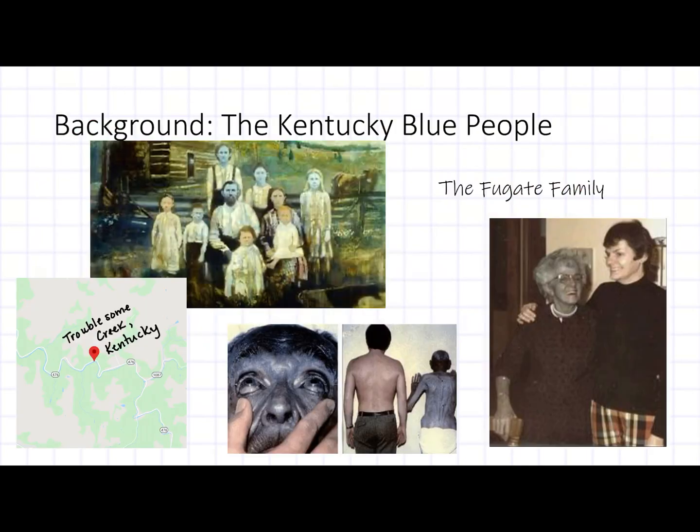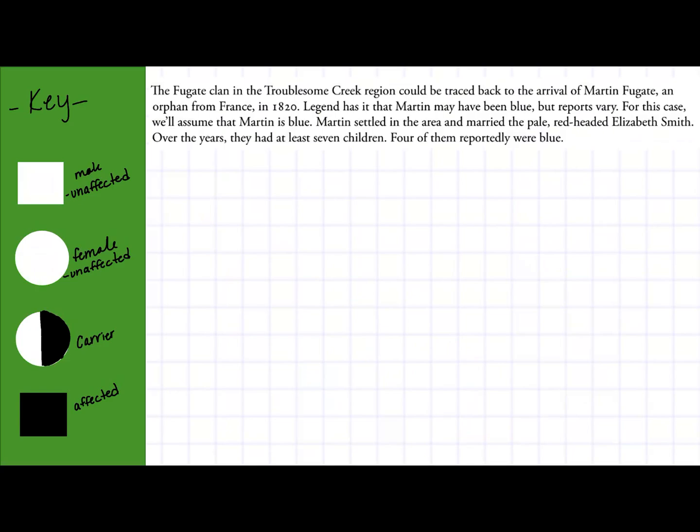Okay, so let's look at this in context. There's a well-studied family called the Fugate family in Troublesome Creek, Kentucky, which was a very isolated small community that had notoriously blue skin. So you can see here's a family, some of them have it, some of them don't. Some are more blue than others, and it affects different parts of their body. So this one here is slightly blue, this one here very blue. So we're going to track this through their pedigree to see how this trait might be passing through the family.